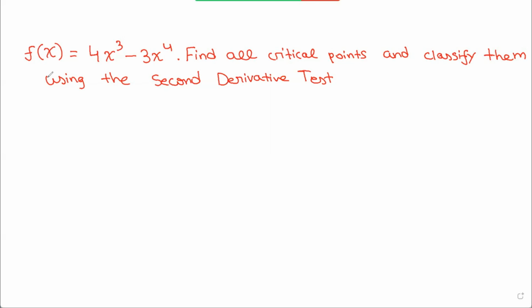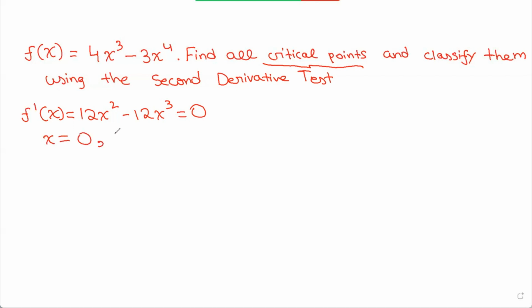So we know that f prime of c has to be equal to 0, right? So let's find f prime of x. That is 12x squared minus 12x cubed. This is the derivative of f of x. Now we know that for a critical point, the first derivative is equal to 0. So let's find the values of x which make the left-hand side equal to the right-hand side. So x is 0 and x is 1. These are the points at which 12x squared minus 12x cubed is equal to 0.